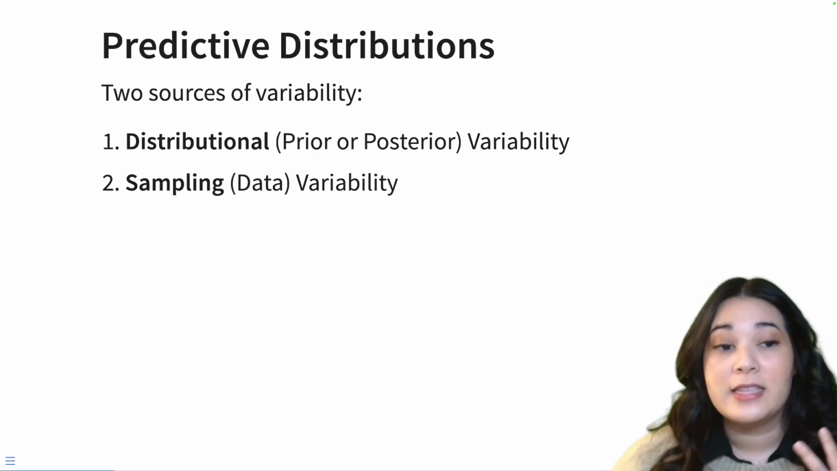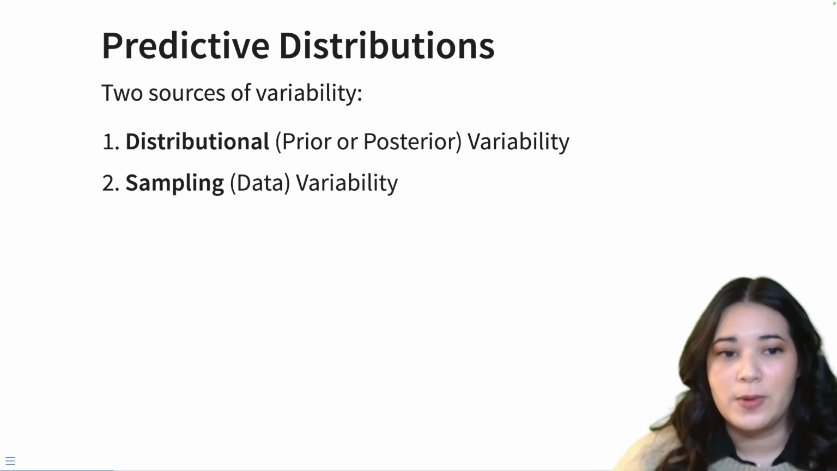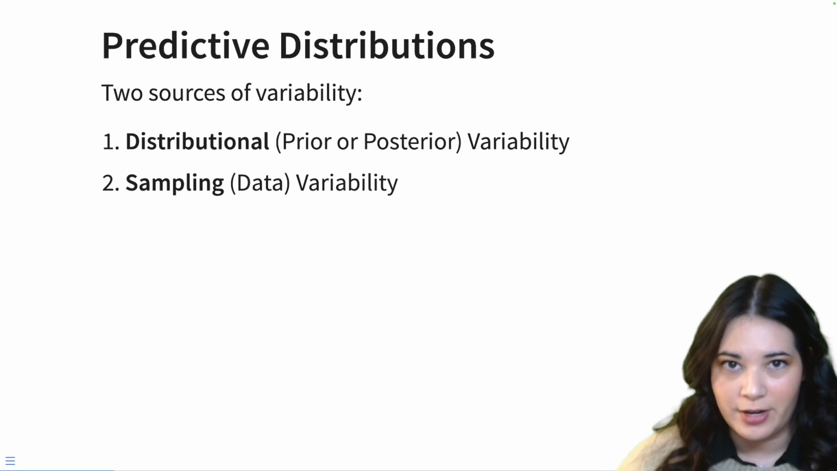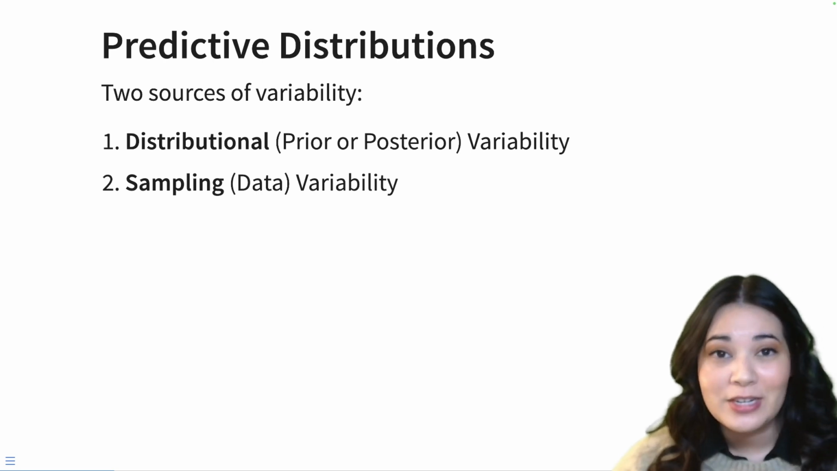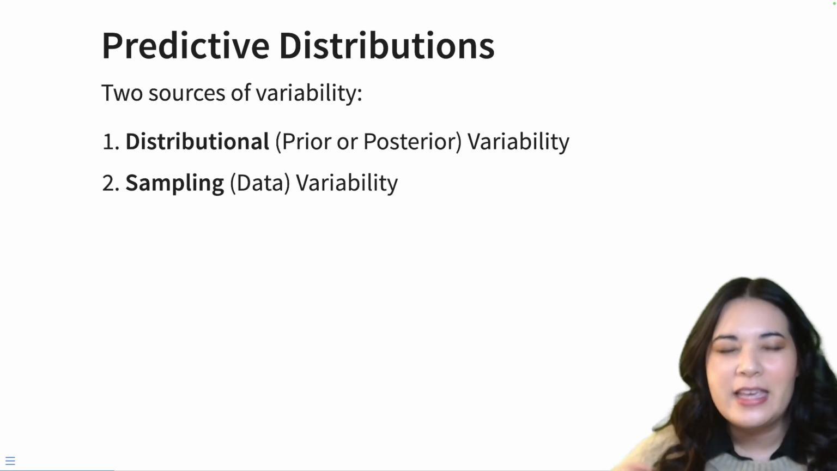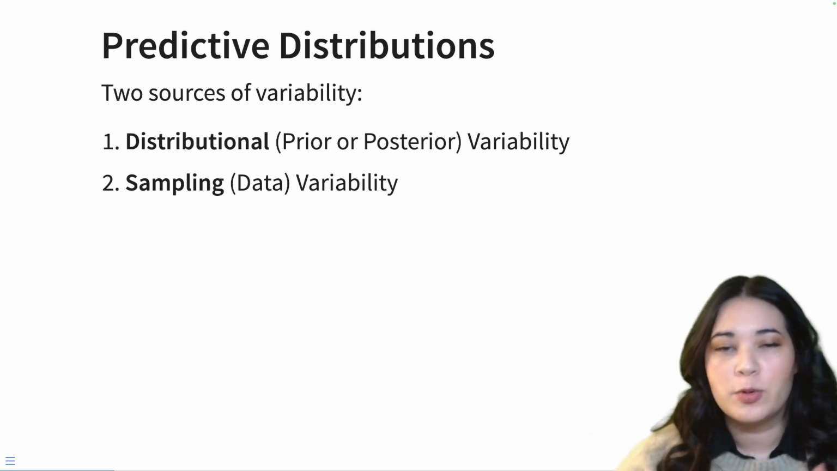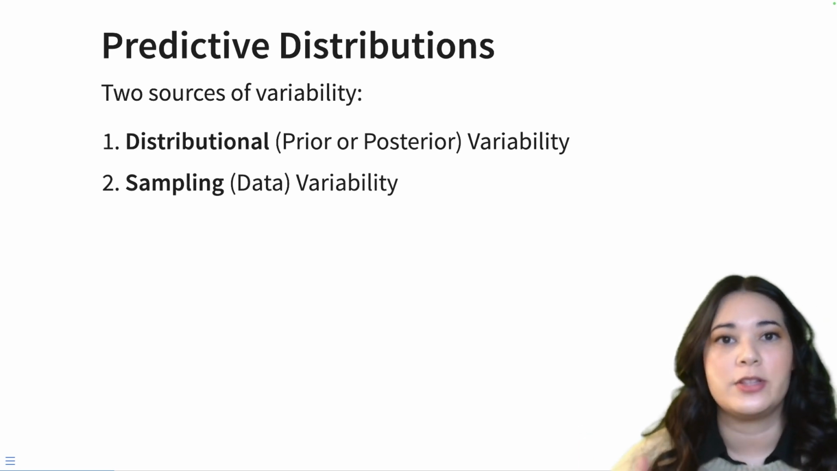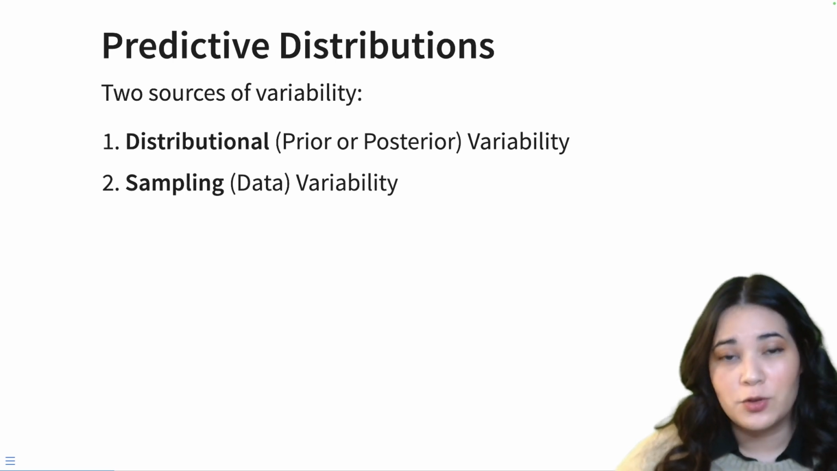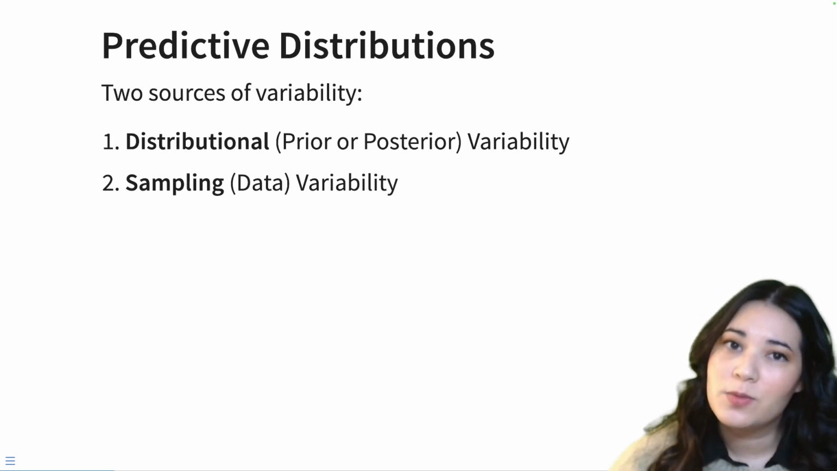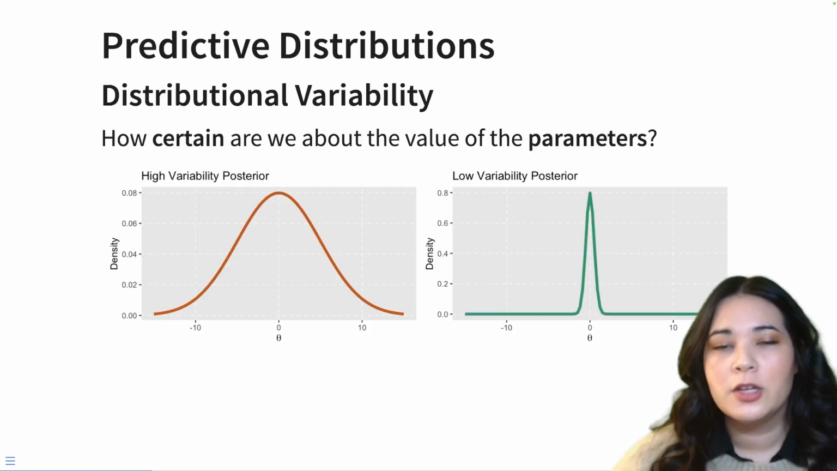And so how do we take into account that uncertainty that we have about what the parameter value is? The second source of variability that we take into account is sampling or data variability. This has to do with the inherent variability of data. Even if we knew the exact perfect regression model that predicted the relationship between our inputs and our output, there's still going to be variability of the data around that regression line. This is what sampling variability accounts for. So what does this look like?